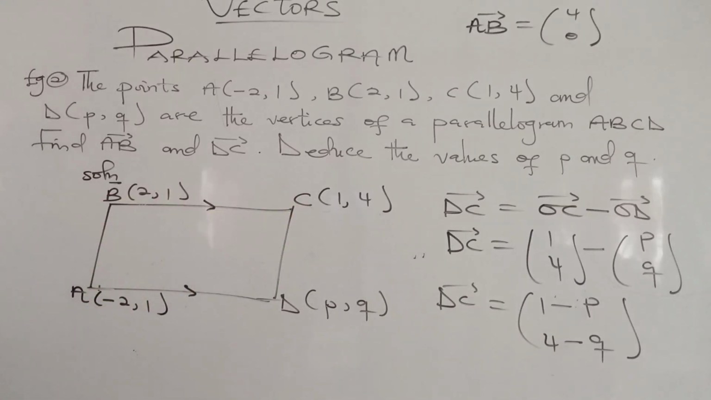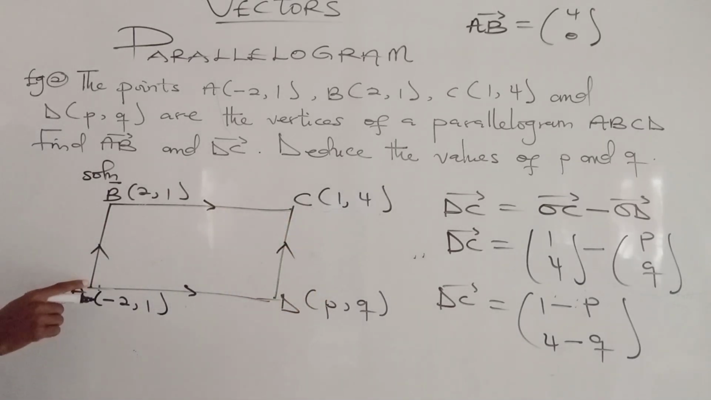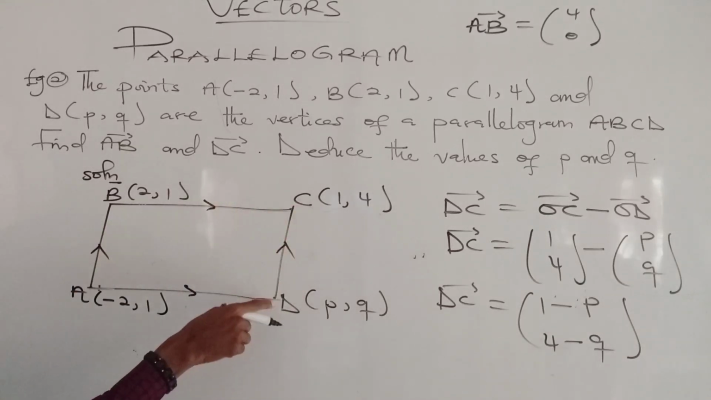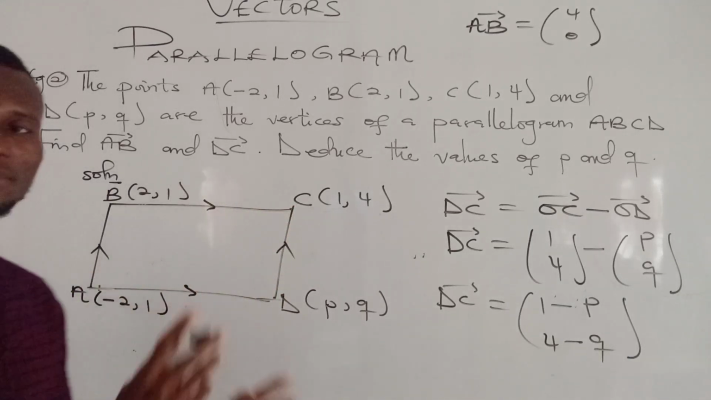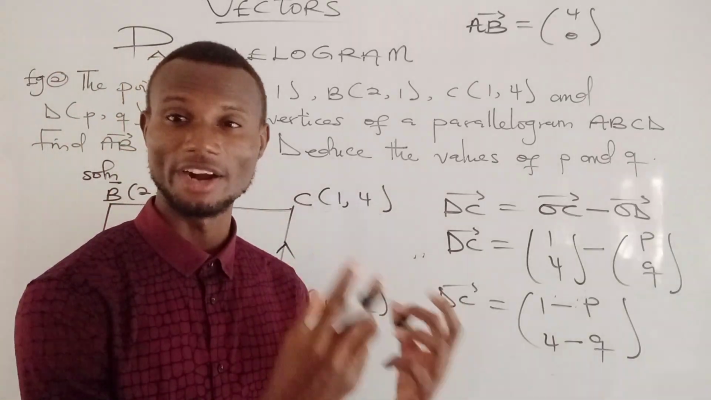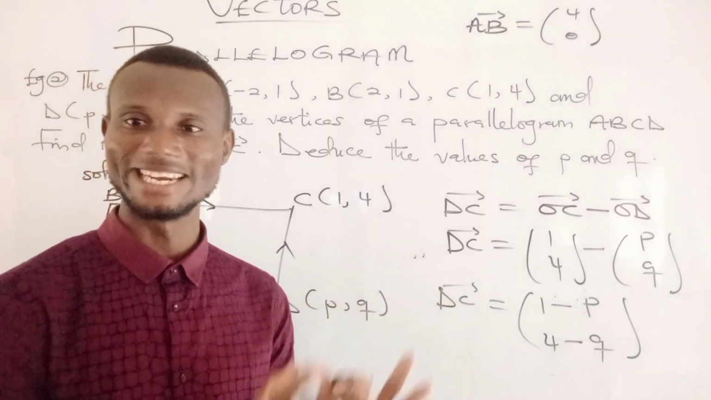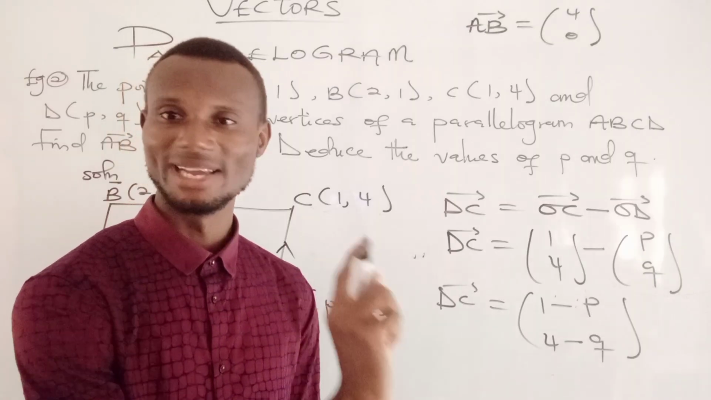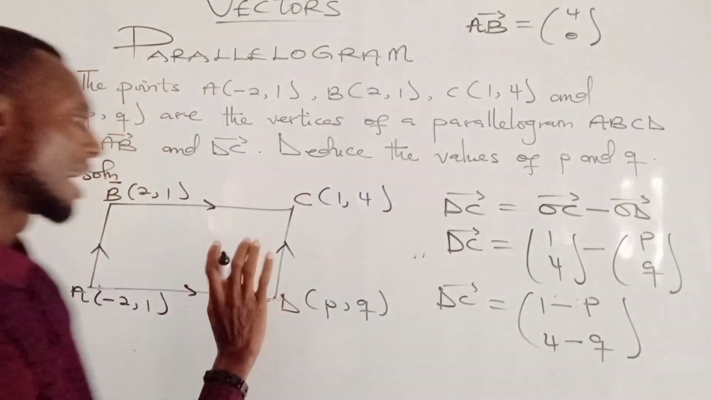Also, we can say that my AB should be equal to DC. I'm moving from point A to point B, so when I come to the opposite side, I'll move from D to C. The arrows need to move in the same direction. The opposite sides of the parallelogram are equal, and the arrows need to move in the same direction, which is very important. I've explained this a lot in the previous video, so we are applying that knowledge here.